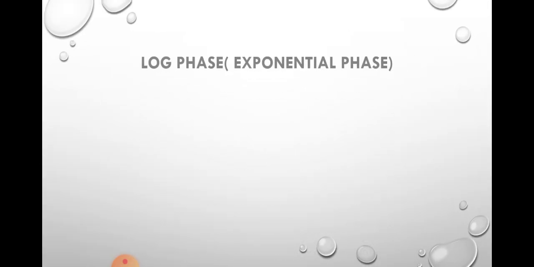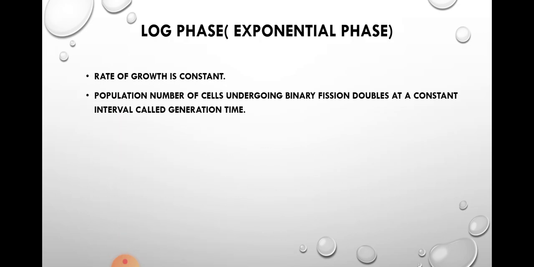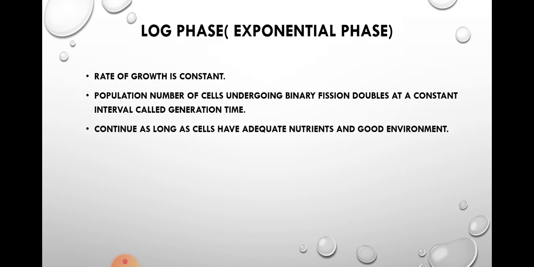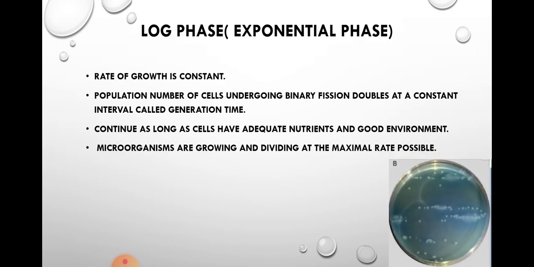Next, we have our log phase, that is the exponential phase. In this, the rate of growth is constant. The population of cells undergoing binary fission doubles at a constant interval called the generation time. And this continues as long as cells have adequate nutrients and a good environment.